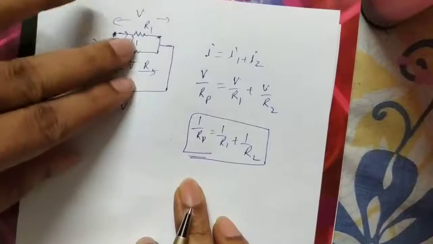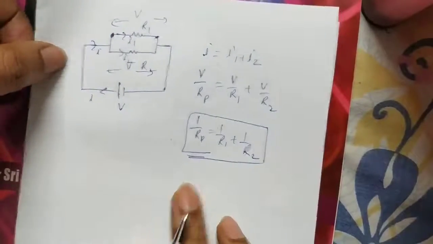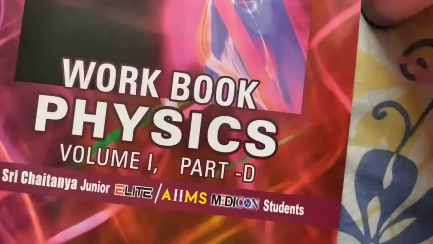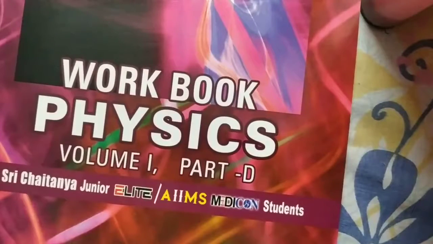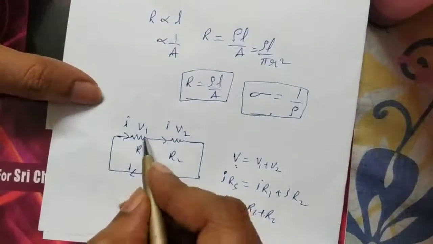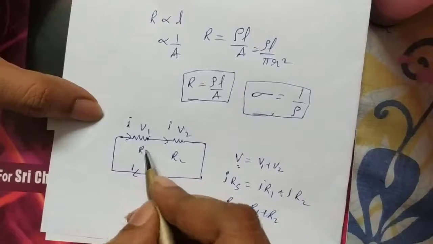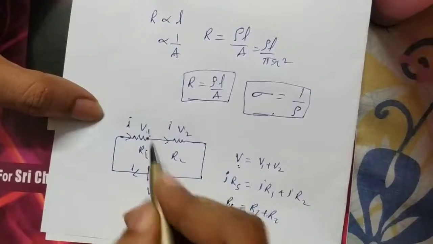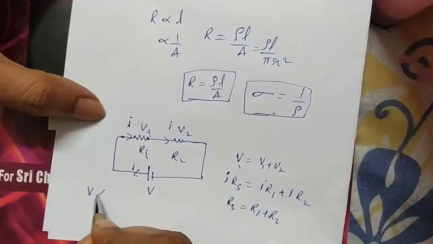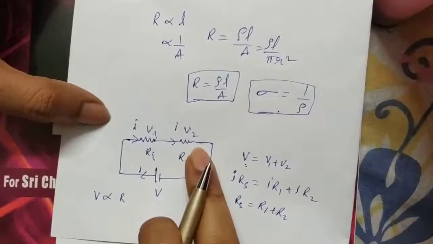Now how current is divided here, and how potential is divided in series combination, that we'll see now. Suppose you see here, what is the potential V1? V is equal to IR1. If R is more, potential is also more. So V is proportional to R in series combination, because current is constant in series combination.